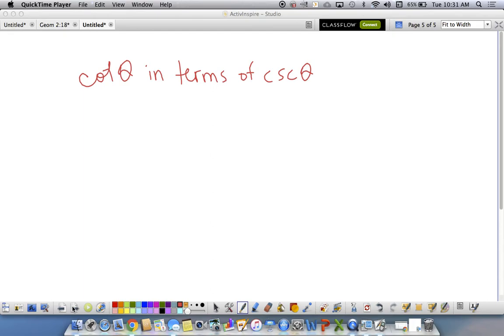You know what I'm going to first look at? The back of my plate. Is there anything that's going to relate cotangent and cosecant? 1 plus cotangent squared theta equals cosecant squared theta. Does everybody see that Pythagorean identity? It's on page 200. It's 1 plus cotangent squared theta equals cosecant squared theta.